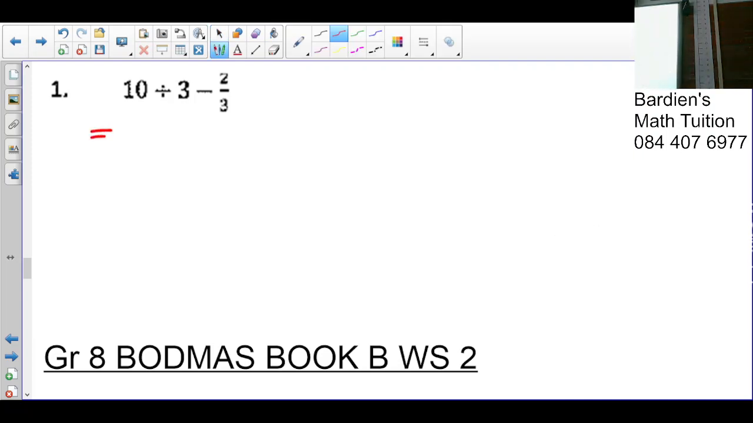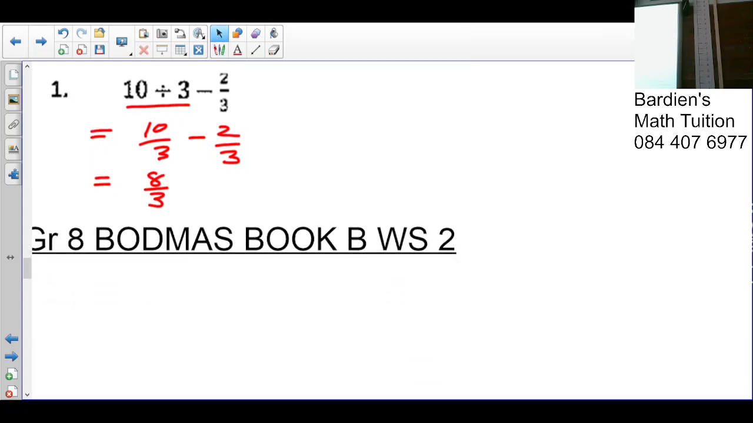So what must be done first? The division. So it's 10 divided by 3 minus 2 over 3. What do you notice at this point? The denominators are the same. So do I need to find an LCM there? No, because the 3 is your LCM. So what's 10 minus 2? 8. So it's going to be 8 over 3. You all okay with this? Right, let's carry on.